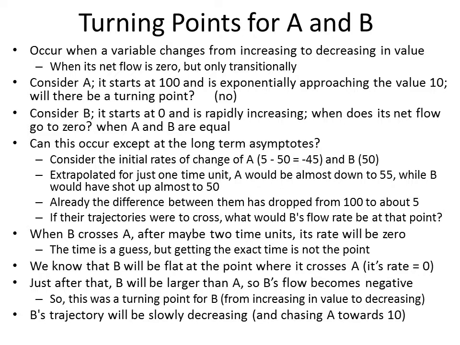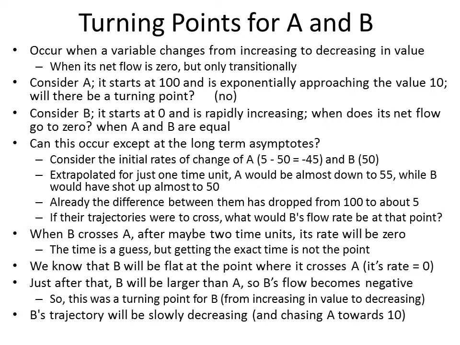And that's only going to take a little bit past one time unit. Maybe it's 2 time units, given that we've made an approximation. Its rate will be 0. The time is kind of a guess. We don't know it exactly. But that's not the point. We do know that B will be flat at that point. So when B curves over and crosses the value of A, B will be horizontal. Its trajectory will be horizontal at that point.